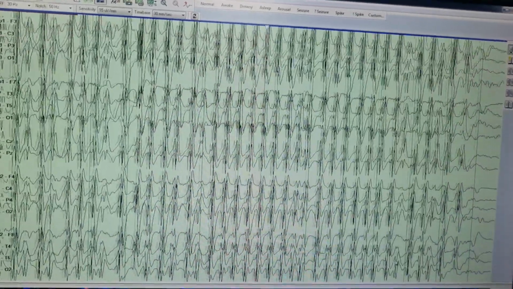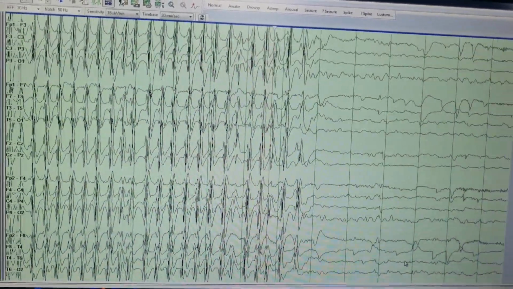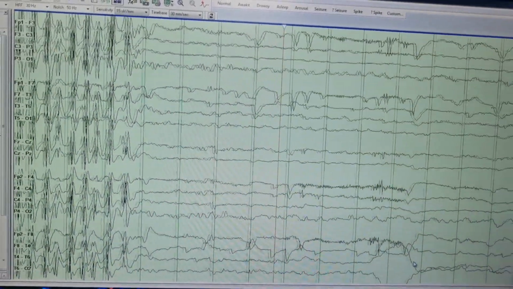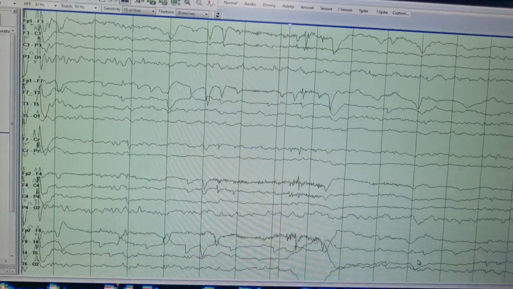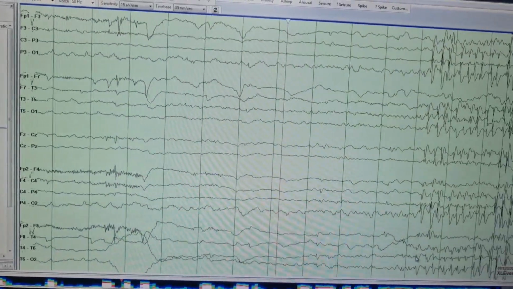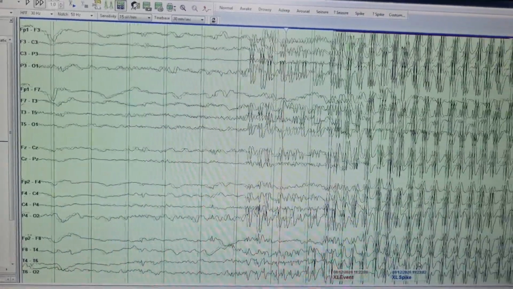Another important thing that should be present to label an epileptiform discharge as electrographic seizure is that the frequency of the discharge should be at least 2.5 hertz. It means that if there is some spike or wave discharge, it should repeat at least 2.5 times during 1 second. So let's see this part.